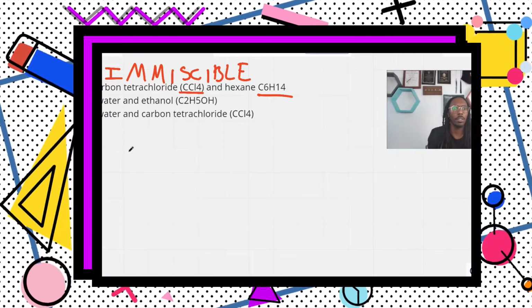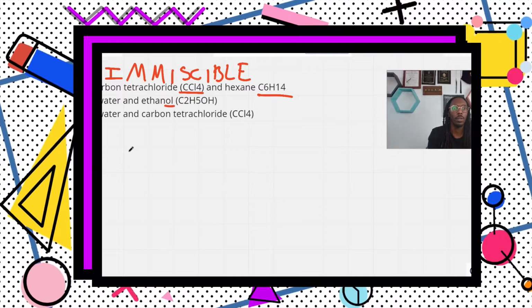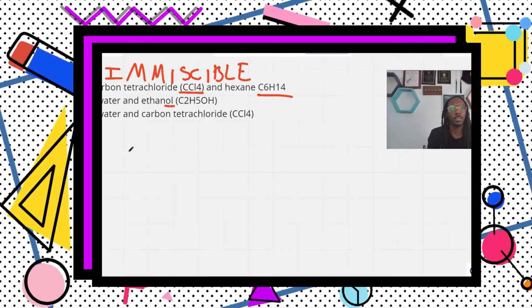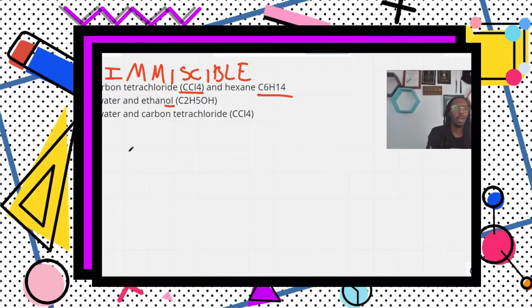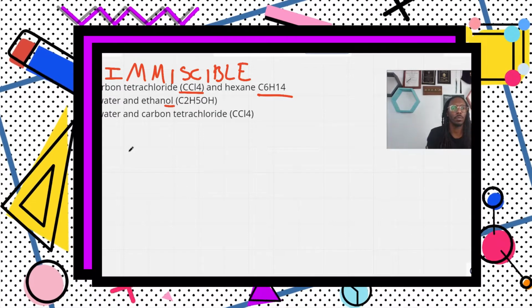What about water and ethanol? Water, I know, is a polar molecule. Ethanol, with the OH group here, is going to be a polar molecule. And polar molecules like to dissolve each other, so like dissolves like. I don't think it's going to be 2 either. So water and ethanol are miscible with each other.